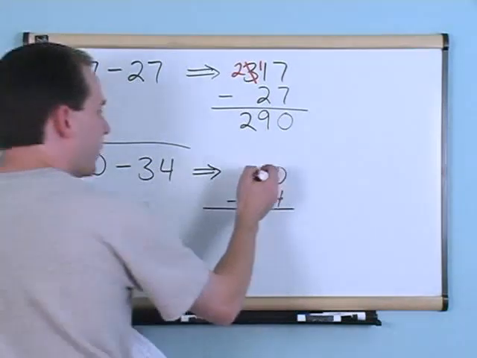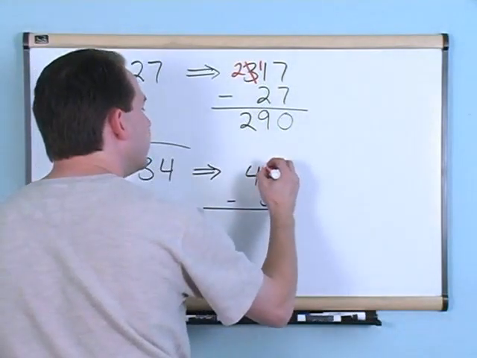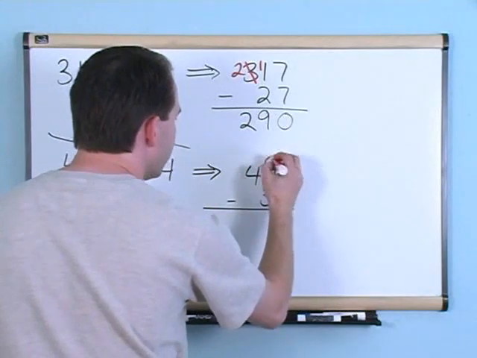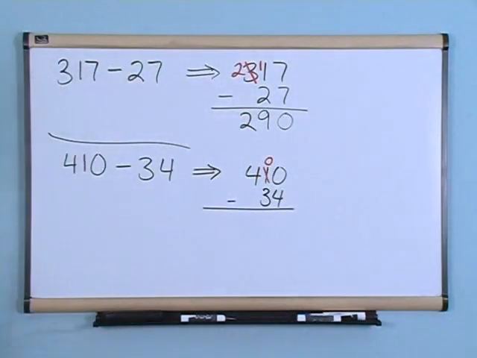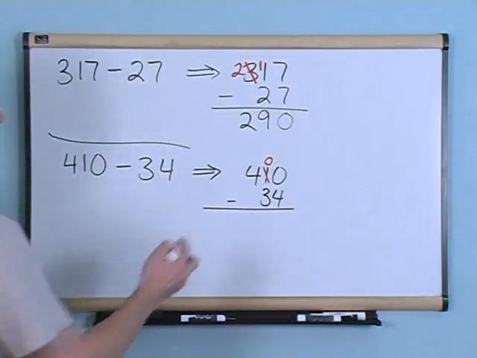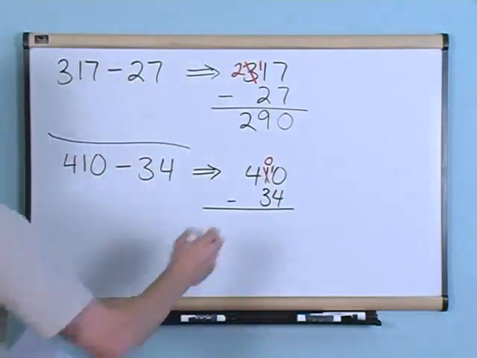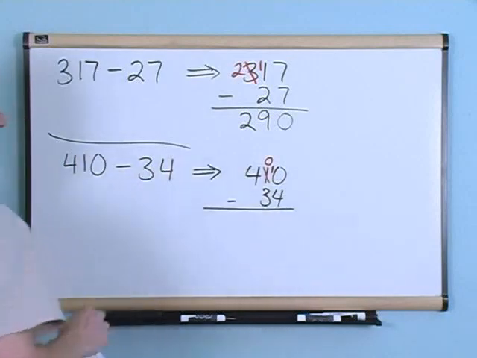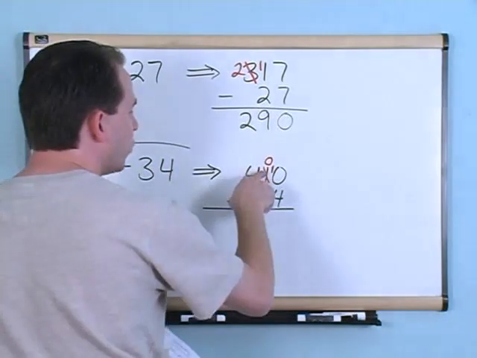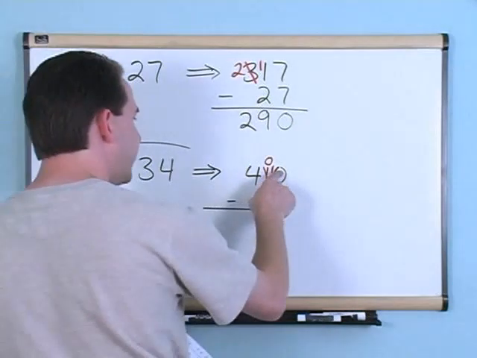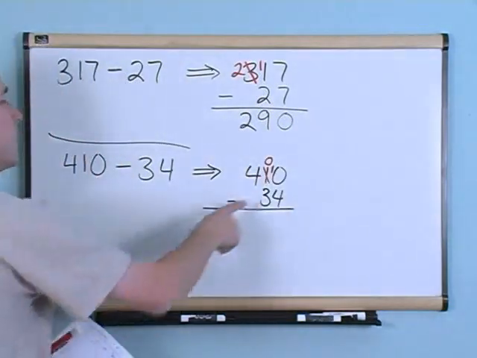So what we're going to do is borrow from this column. We're going to strike him out, and since I don't have too much room, I'm just going to put a 0 up here to remind me that that's a 0 now. And I've borrowed 1, so I'm going to put a 1 here, and that's going to tell me that this is a 10 in this column over here. So I've taken 1 away from this column and put it in this column. Now I have 10 minus 4.